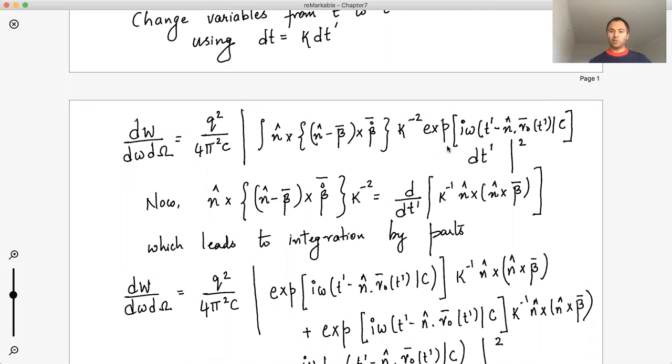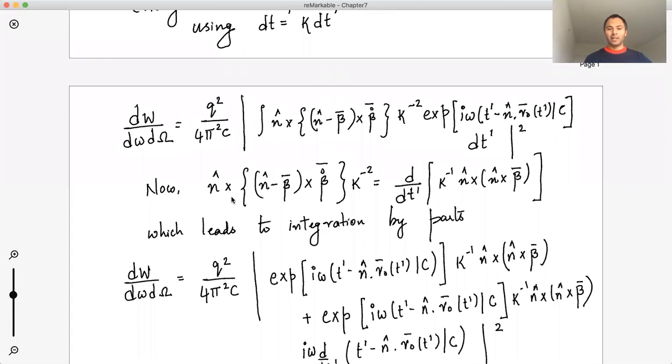The two functions whose product we integrate are the exponent here, and the other one is this complicated geometric function with n cross (n minus beta) cross beta dot times kappa to the power minus 2. Now it turns out that this function is actually a perfect derivative, which makes the integration by parts very easy. That whole factor here is just the derivative with respect to t prime of n cross beta times kappa inverse.